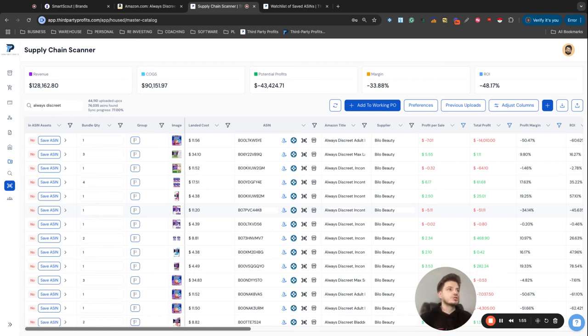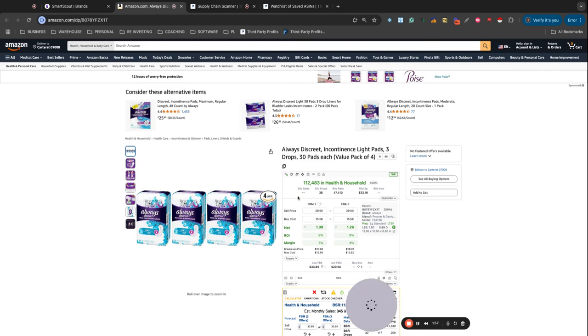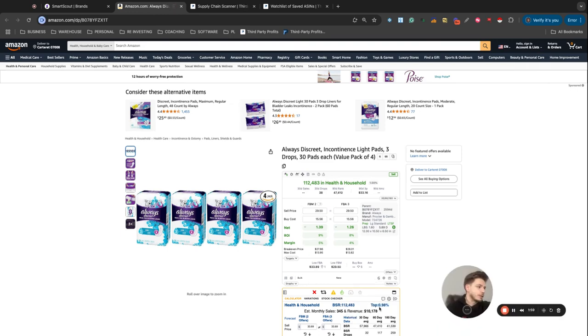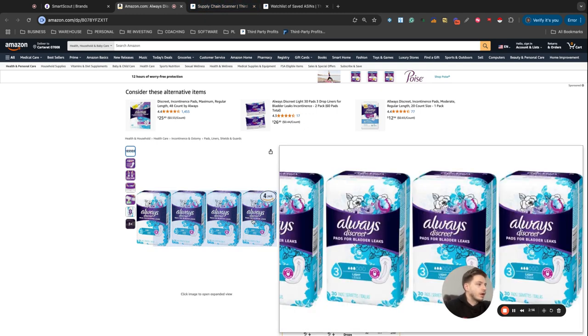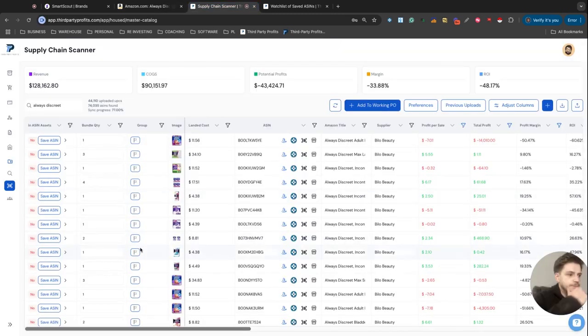this is. So we just found this item Always Discreet. Now we don't know if we have access to it. I have around 3 or 4 suppliers that are uploaded into this database. We're going to see if we can start sourcing and finding inventory from the specific brand as well as from other brands as well. So now I searched up Always Discreet. I'm looking for 30 pads for bladder leaks.